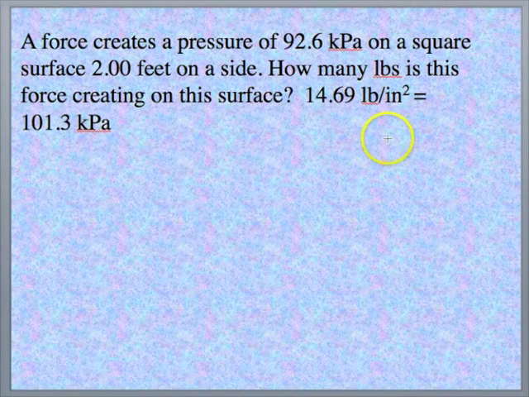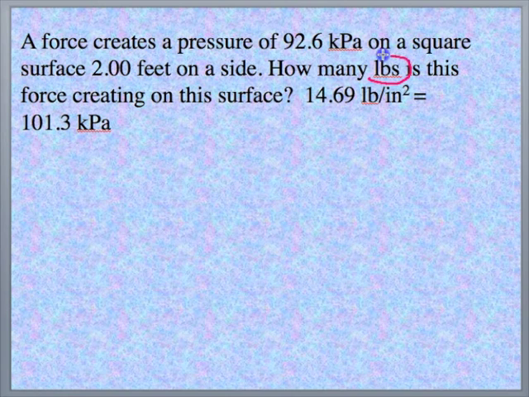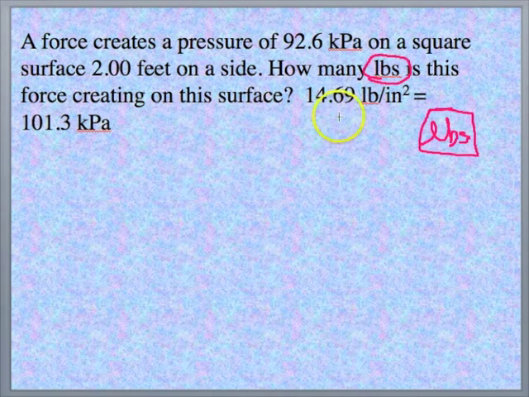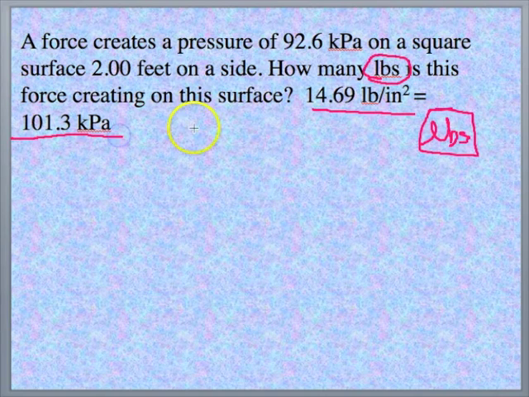First of all, let's identify what the target is. We're interested in a unit of pounds. So that's our target, that's our goal, and that's our guidepost. That's where we want to end up. Now, if you look at the conversion factors we have, we see 14.69 pounds per square inch is equal to 101.3 kilopascal.